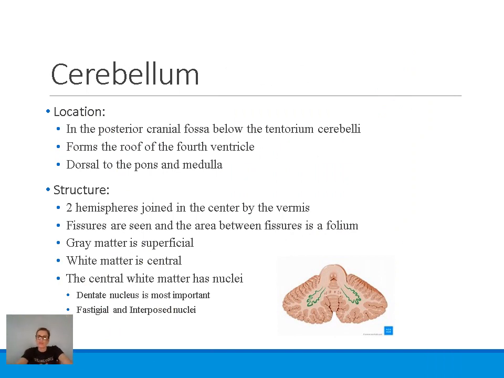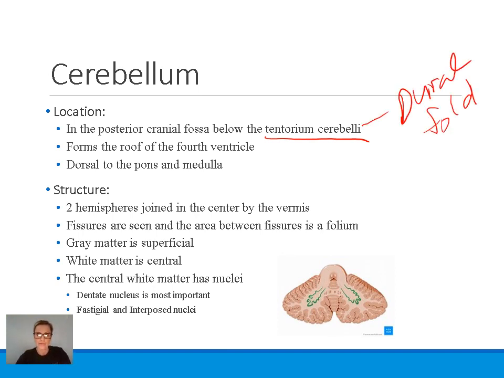Okay, so we're going to move on from the cerebrum to the cerebellum. The cerebellum is the little area of the brain that's posterior and inferior to the cerebrum, and it is located in the posterior cranial fossa below the tentorium cerebelli. The tentorium cerebelli, remember, is a dural fold, right? An infolding of the dura mater that goes into the transverse fissure, and then curves back out again. So inferior to the tentorium cerebelli is the cerebellum.